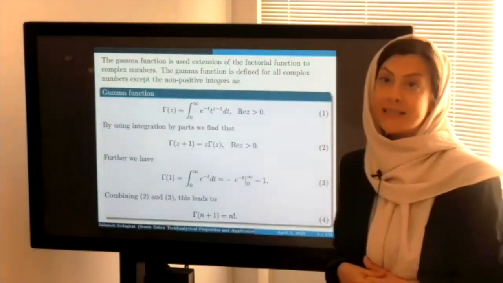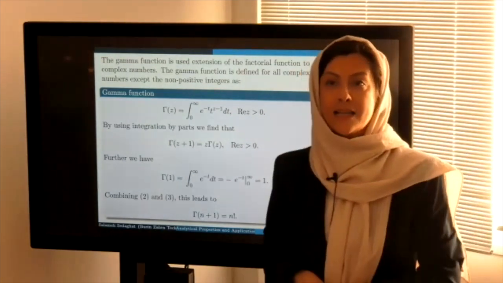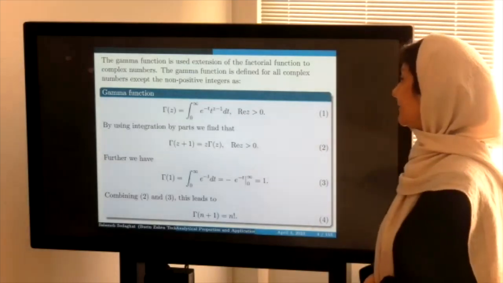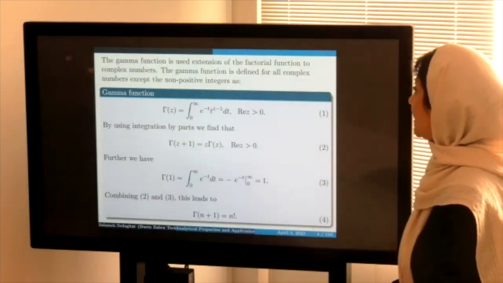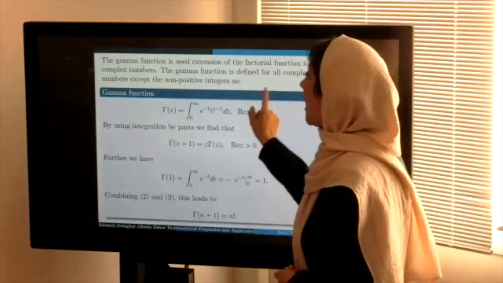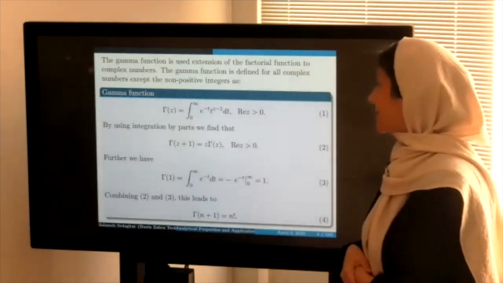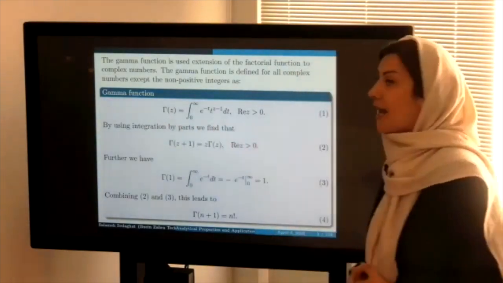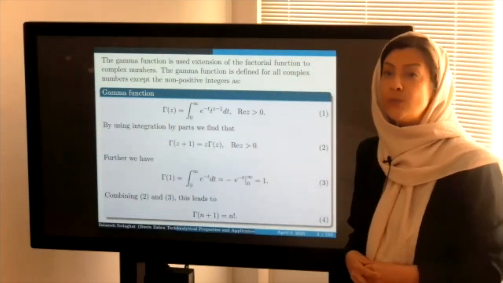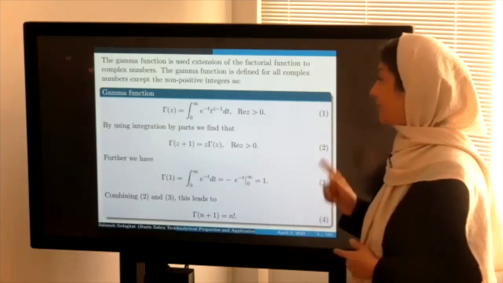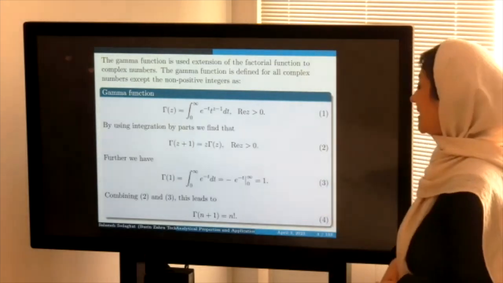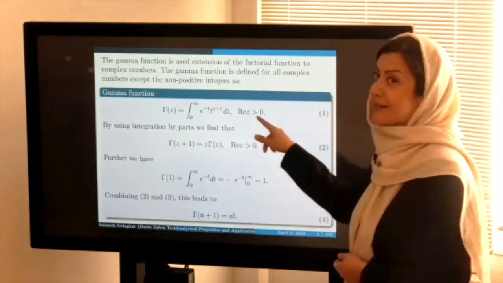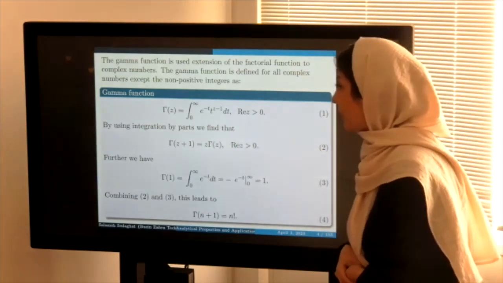Okay, let's get started with some preliminary and simple definitions. The gamma function is defined for all complex numbers except the non-positive integers as this equation. Gamma of z is equal to the integral from 0 to infinity of e to the minus t times t to the z minus 1 dt. Here, the real part of z is bigger than 0.